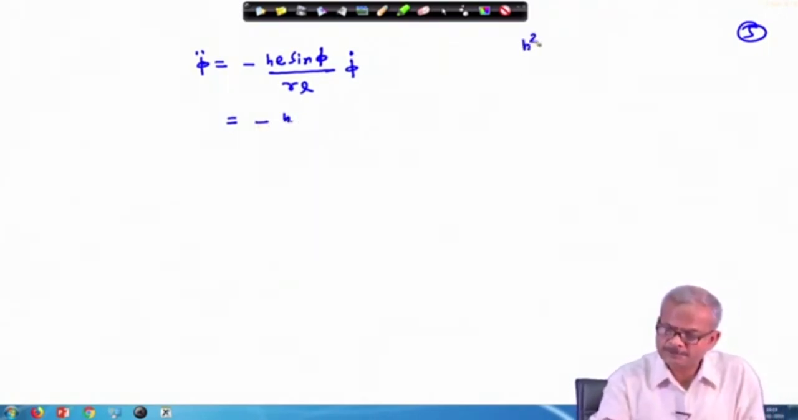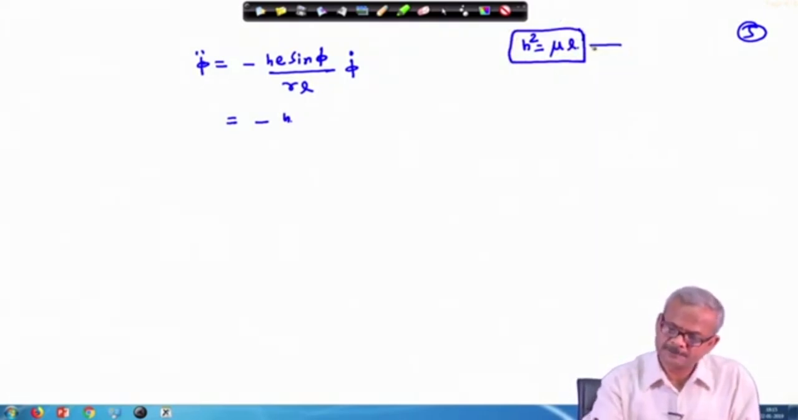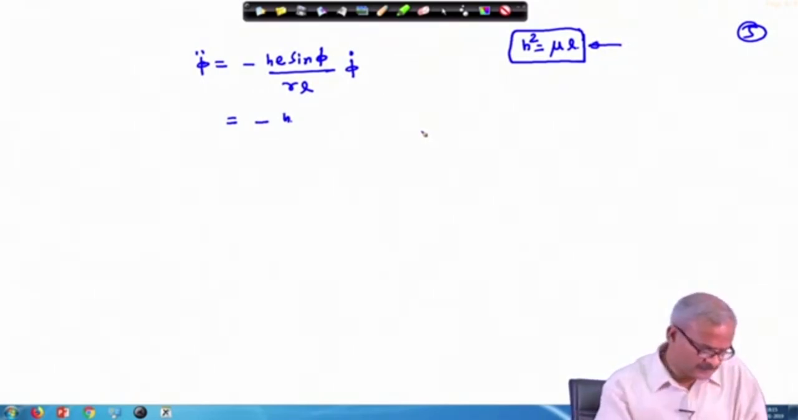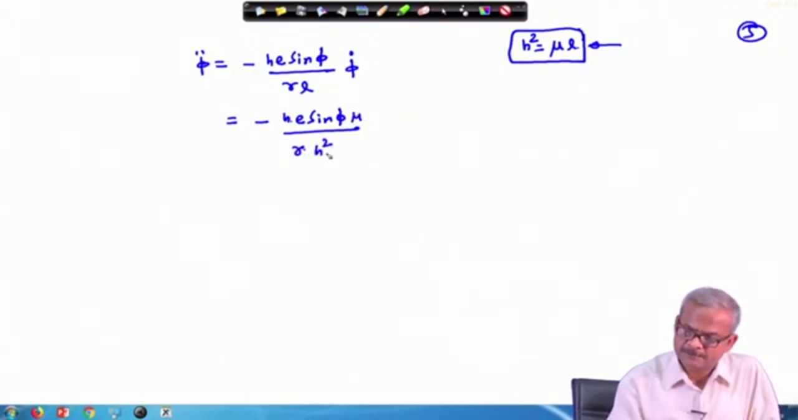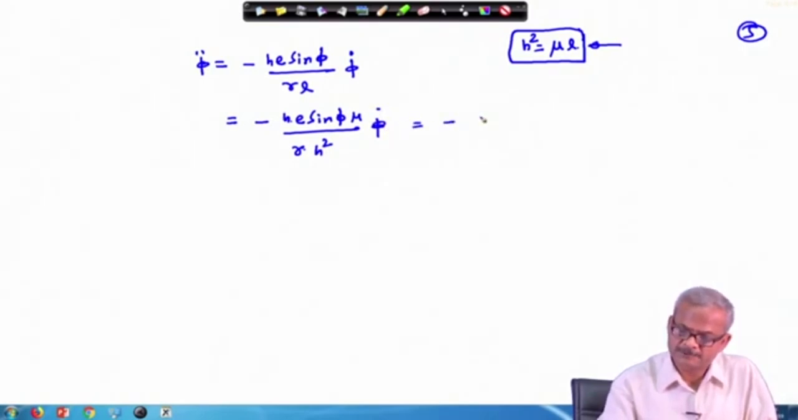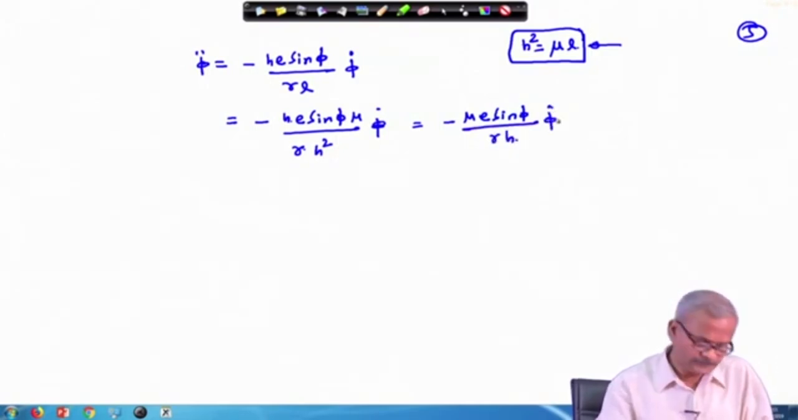Now, h square, this quantity is related to L by this relationship, and this is derived in the space flight mechanics lecture. So, we will utilize this relationship directly here and eliminate this L. Okay. So, this becomes h E sin phi divided by r, and L is equal to h square, mu goes upside. So, this is h square divided by mu. So, mu will be upside, and then of course we have phi dot here, minus mu times E sin phi divided by r h phi dot.